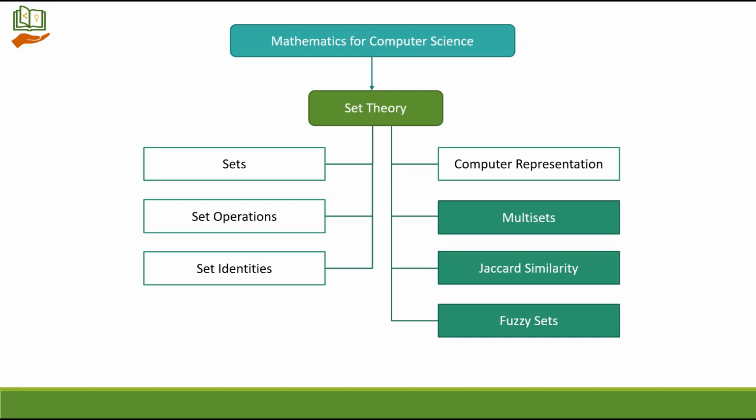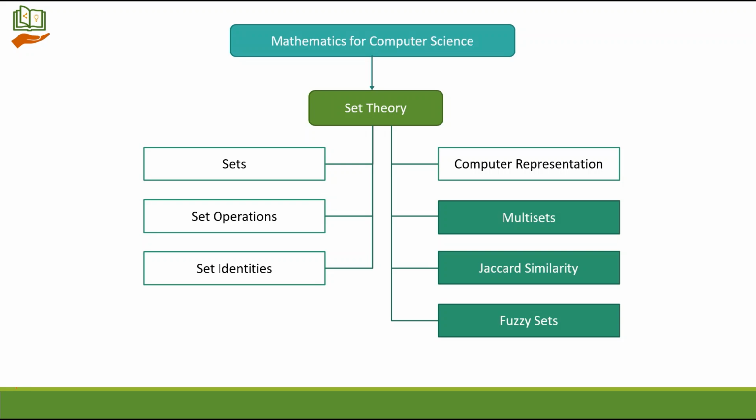A set is not an ordered collection, it is unordered. As we said, the elements will not be repeated. Even if they are repeated, they are counted only as one element. A multiset comes into existence when we have the same element multiple times. Regarding Jaccard similarity, we will be using it in some latest kinds of algorithms, similar to machine learning algorithms.